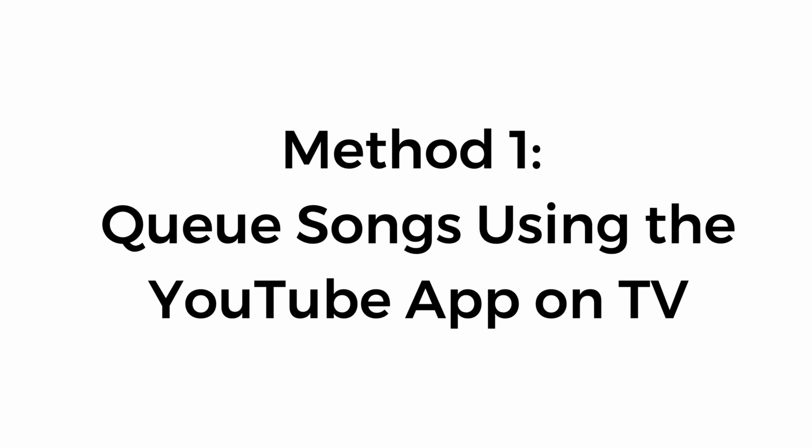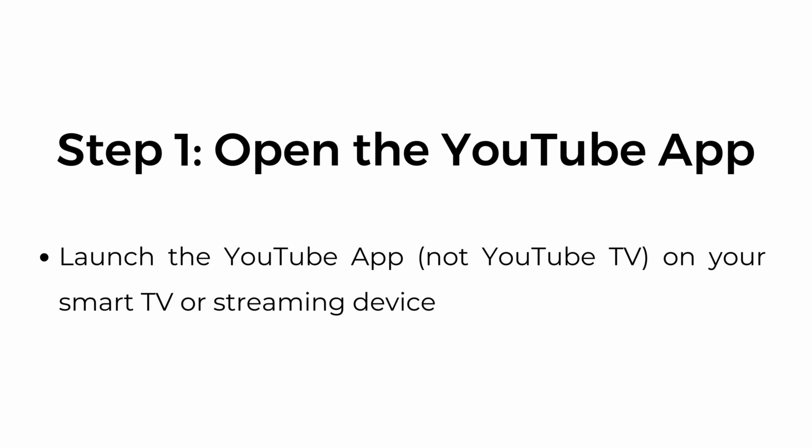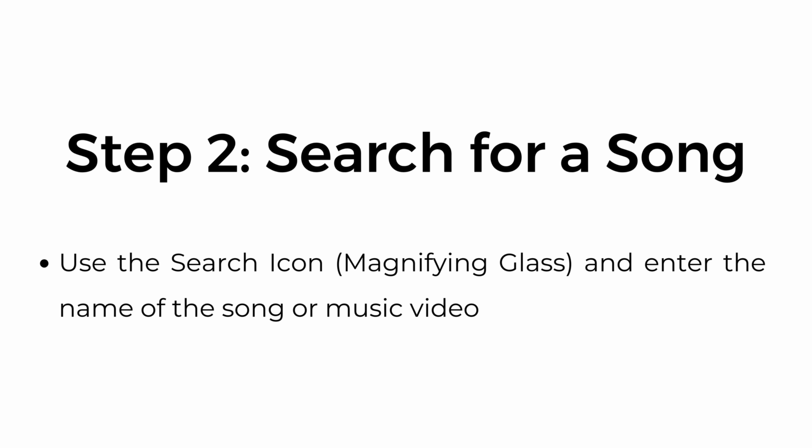Method number 1, queue songs using the YouTube app on TV. Step number 1, open the YouTube app. Launch the YouTube app, not YouTube TV, on your smart TV or streaming device. Step number 2, search for a song. Use the search icon represented by a magnifying glass and enter the name of the song or music video.